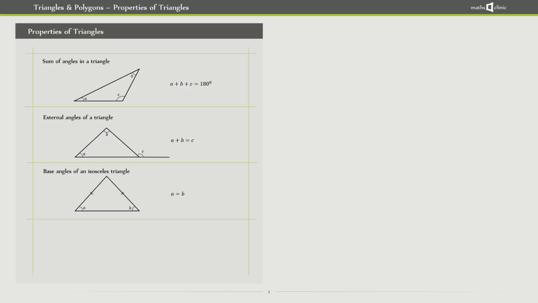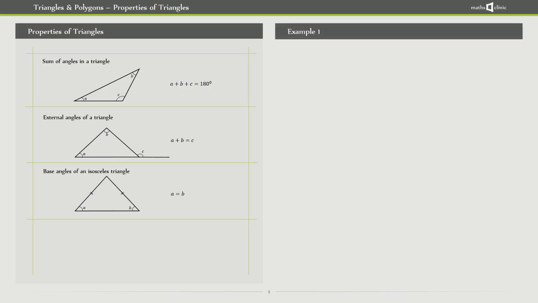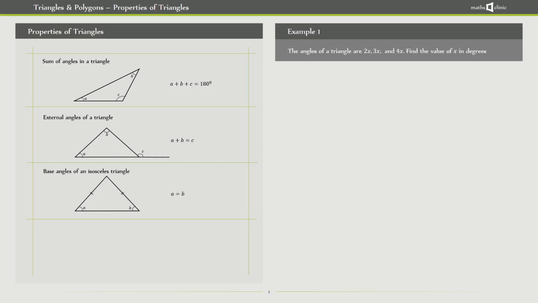Okay, so let's go ahead and solve some examples. So I have example 1, and example 1 says the angles of a triangle are 2x, 3x, and 4x. Find the value of x in degrees. How do we go about doing this?